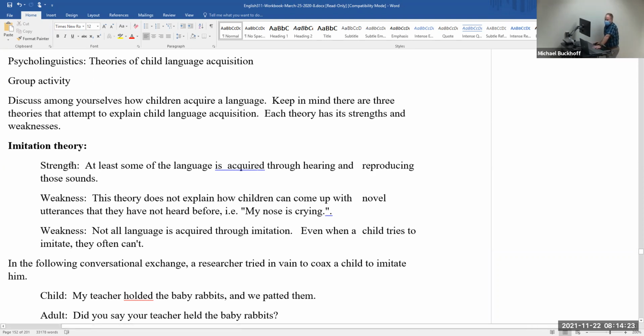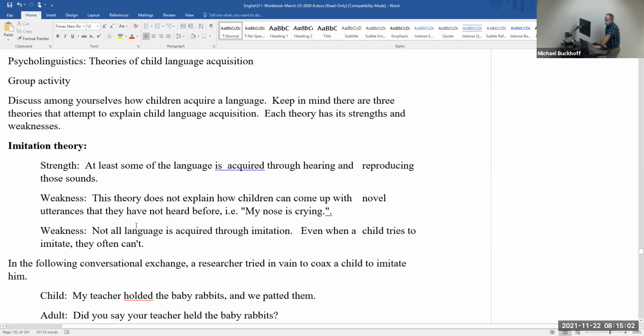So imitation theory, very easy to remember: children learn by imitating what they hear in the environment, right? That's the basic thing. The strength is that at least some of the language is acquired through hearing and reproducing those sounds. Weakness, this theory does not explain how children can come up with novel utterances that they have not heard before. So the child says, my nose is crying. But yet the parents never said that. They never said it that way. So the question is, well, how did the child come up with that sentence if it's not imitating it?